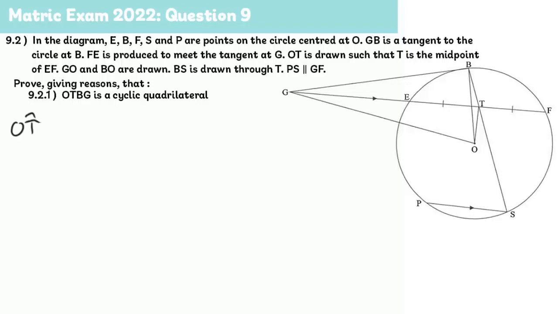OTG is equal to 90 degrees. So we're talking about this angle here. This is equal to 90 degrees. And the reason for this is the midpoint theorem: line from center to midpoint of chord.